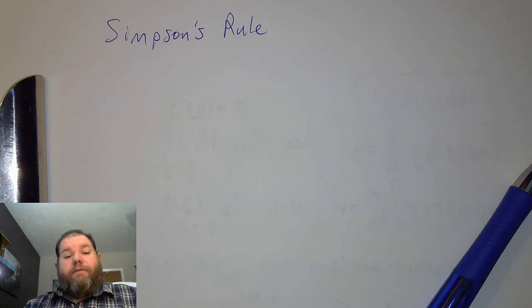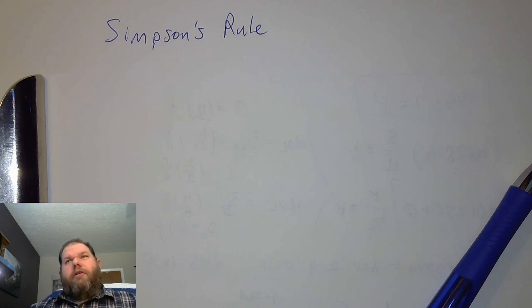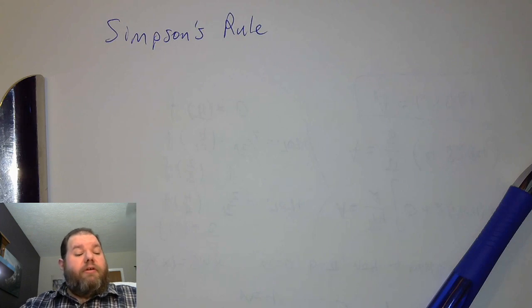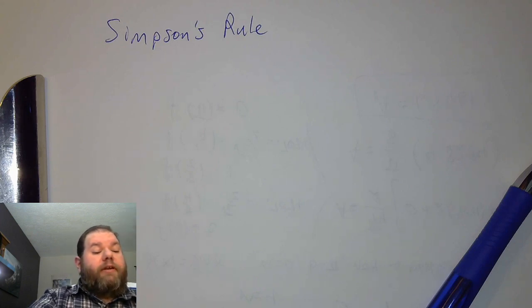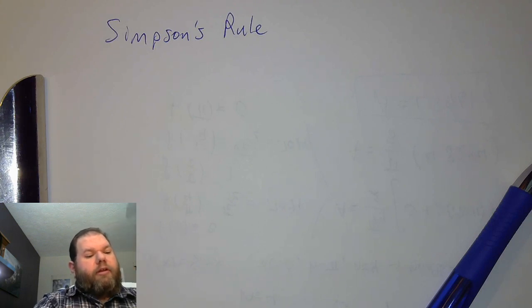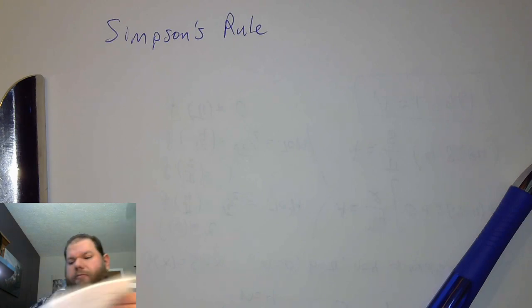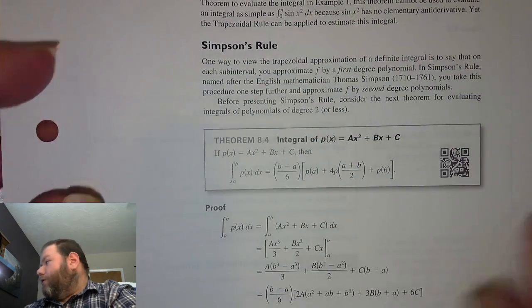Simpson's rule is a little bit different than trapezoid rule. The purpose is the same thing, to approximate the area, but it has a little bit of a different formula and there is one additional requirement that the trapezoid rule did not have. Now, the idea of Simpson's rule, and let me show you this in the book.